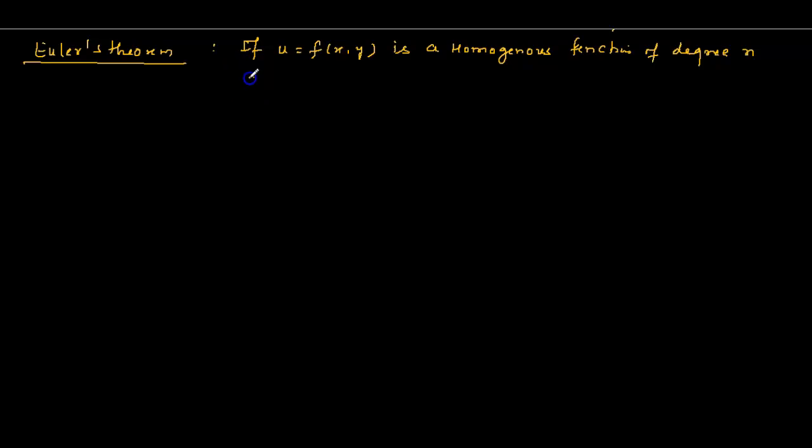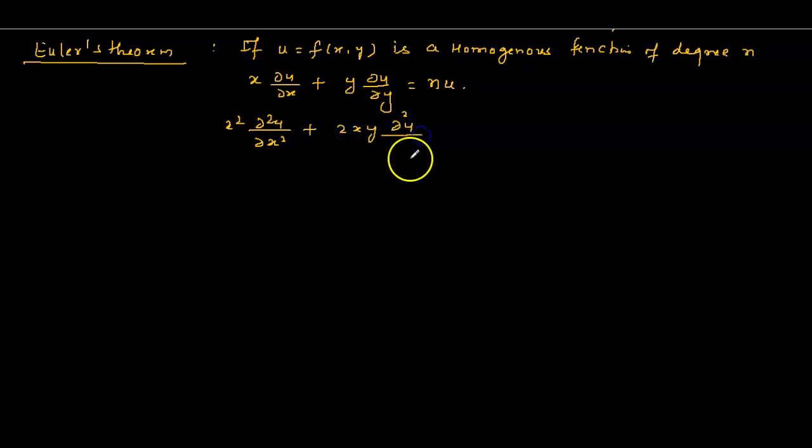then we can write x times del u by del x plus y times del u by del y is equal to n into u. So this is the homogeneous function formula for the first order. Similarly, for the second order, we have the formula x square del square u by del x square plus 2xy del square u by del x del y plus y square del square u by del y square is equal to n times (n minus 1) u.